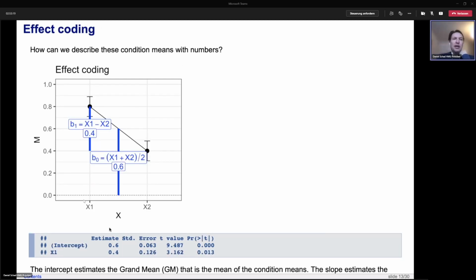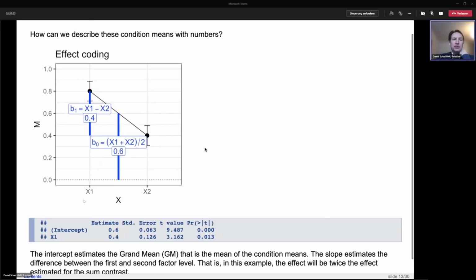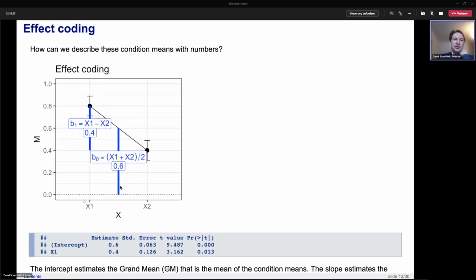The next option that we have is so-called effect coding. This is very similar to the sum contrast. The intercept again measures the grand mean, so that's just the average of x1 and x2, 0.6. We can see this in the estimate here. But the slope now measures the difference between both conditions again, so x1 minus x2. So the difference is 0.4.